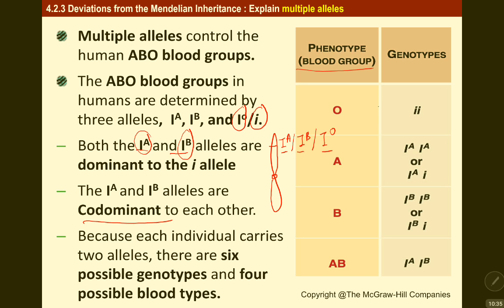So we have three alleles, so we have six possibilities of the genotypes. For example, IA-IA, IA-IO, IB-IB, IB-IO, IA-IB, IO-IO. Alright, but we have only four possibilities of the human blood group because IA and IB are dominant towards IO.